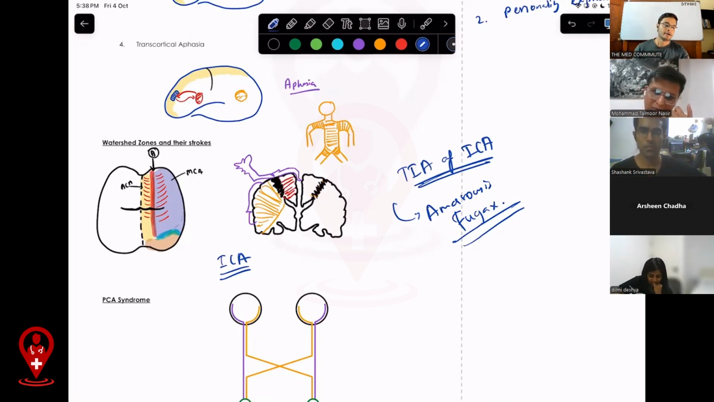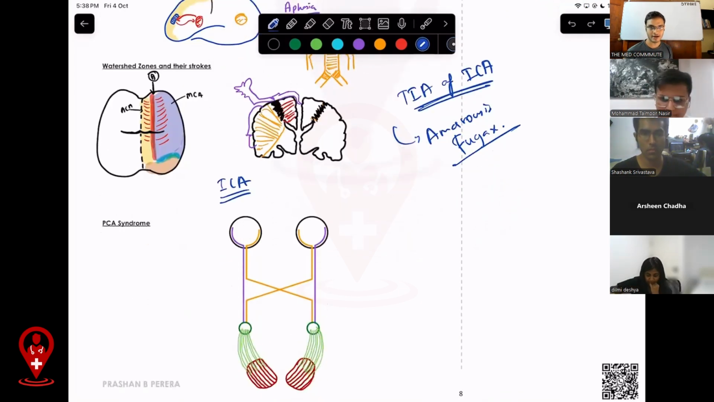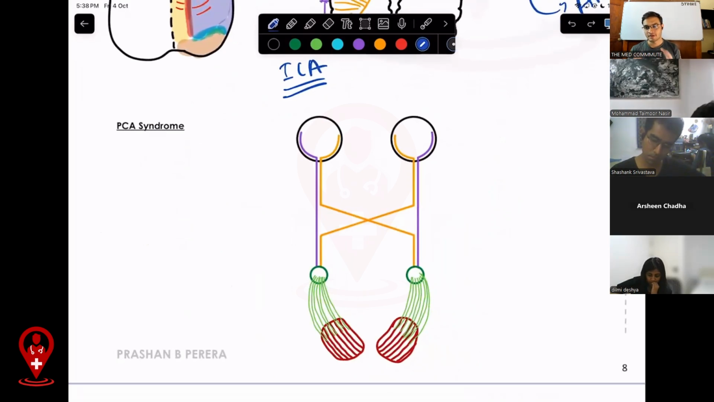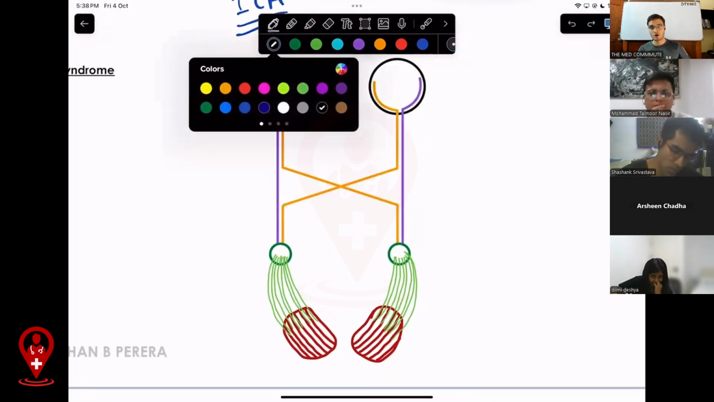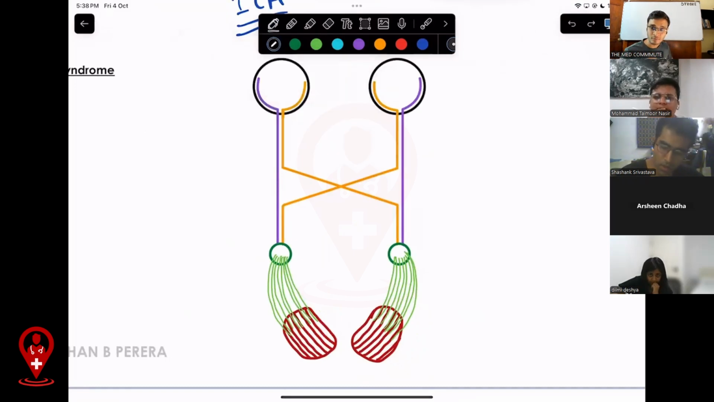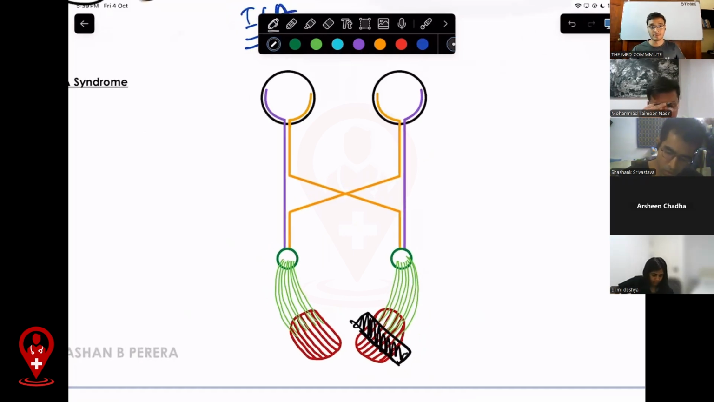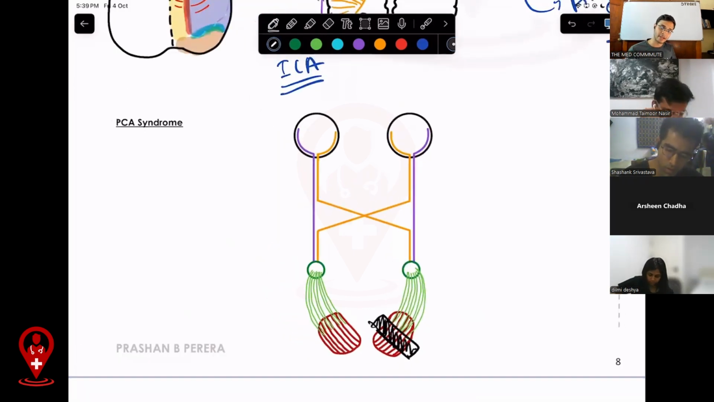So that's about the watershed zones, guys. Then we'll talk a little bit about PCA syndromes. We won't talk about much here. PCA strokes are uncommon compared to our MCA and the ACA. So for the PCA syndrome, the only one I want you all to know, what did we say about the visual cortex? The visual cortex is in the occipital lobe. So from the PCA, if there is an occipital lobe problem, because you all know the PCA supplies the occipital lobe.